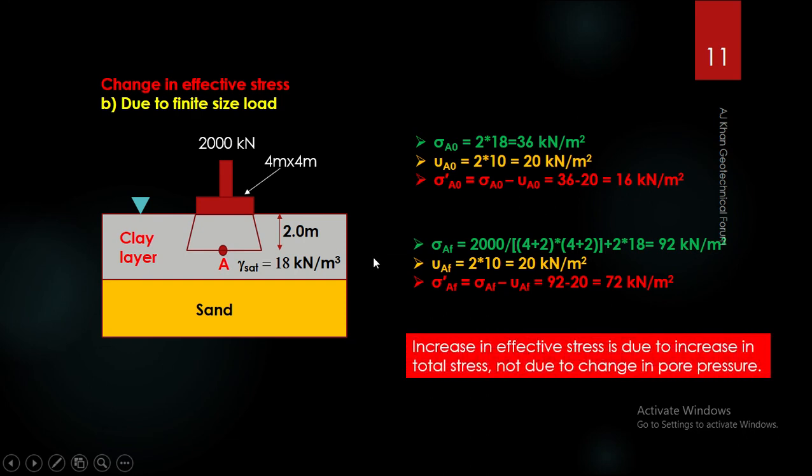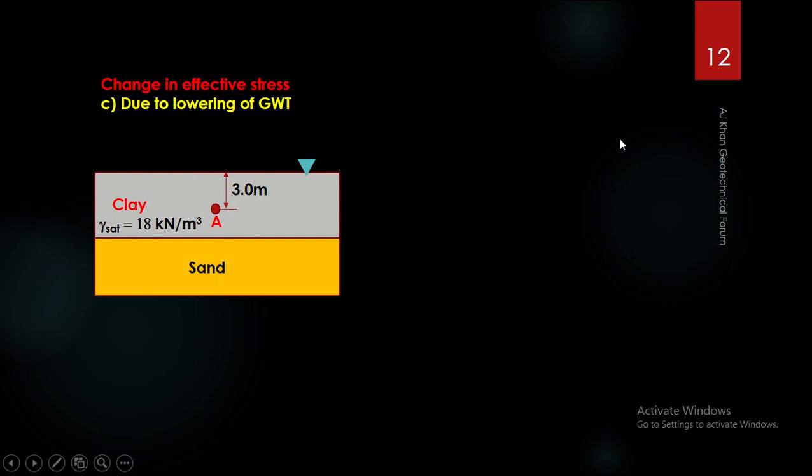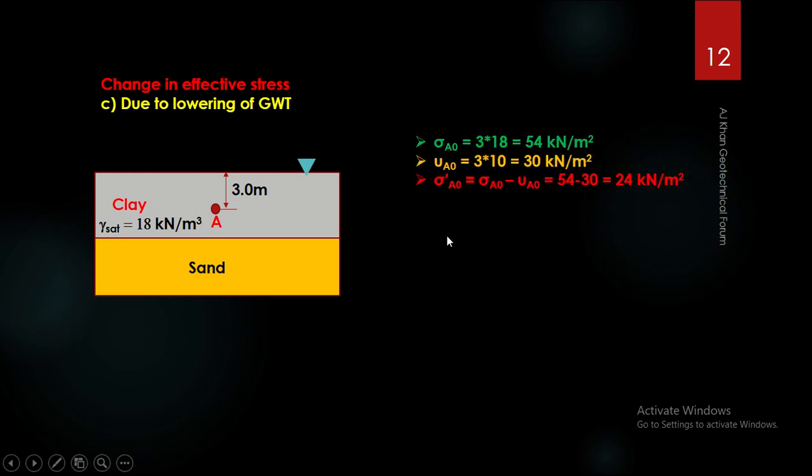Okay. Now let us pick up another example. The change in effective stress due to lowering of groundwater table. In this case, the groundwater table was at the surface. That is what we have been considering so far. But now we'll consider what happens to the stresses if the water table comes down. Okay, so let us consider this initial scenario first. The total stress is 54 like before, the pore water stress is 30, and the effective stress is 24.